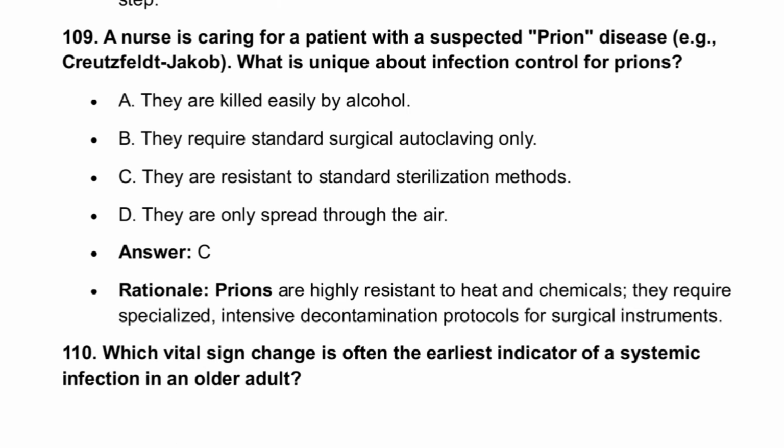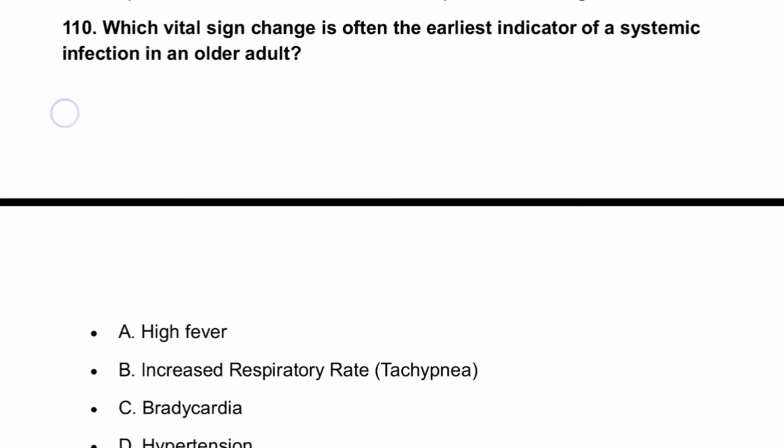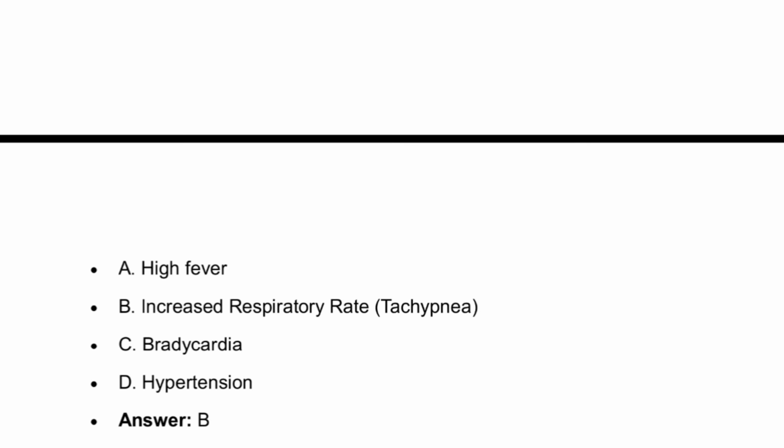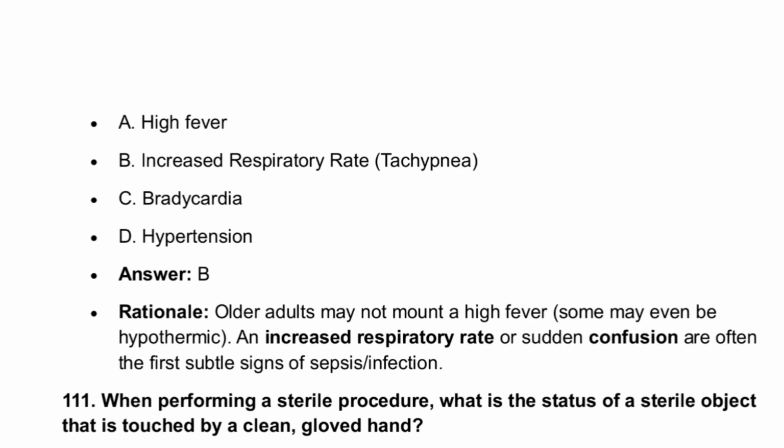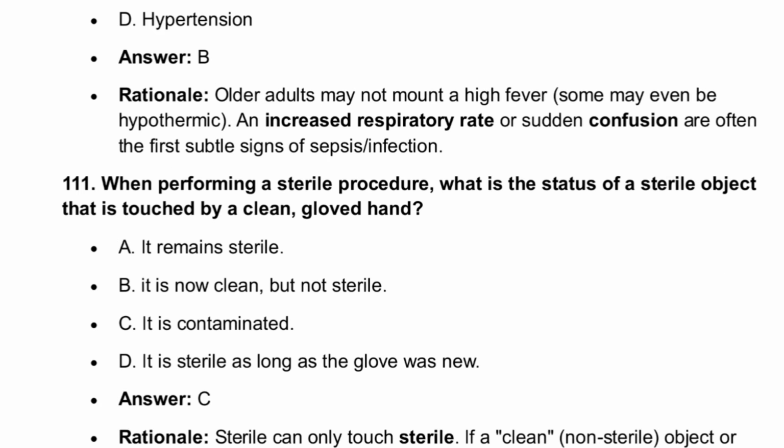Which vital sign change is often the earliest indicator of systemic infection in an older adult? Answer কি হচ্ছে বি, increased respiratory rate. এটা কেমনে বলি? When performing a sterile procedure, what is the status of the sterile object that is touched by a clean gloved hand? বুঝতে পারলে? সি হচ্ছে অ্যান্সার, it is contaminated.